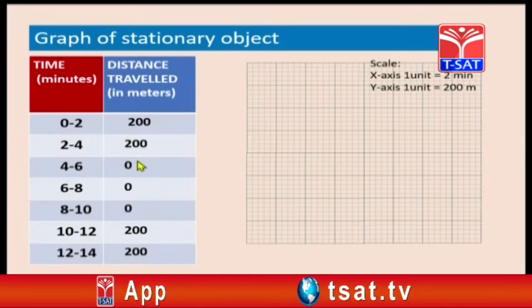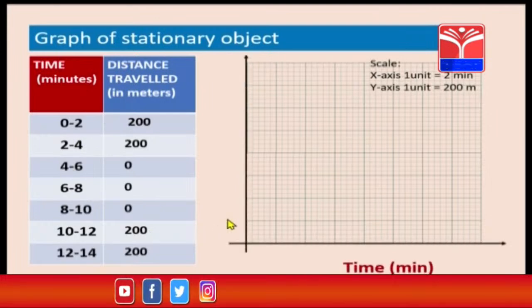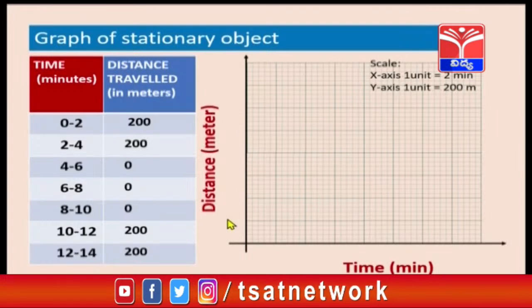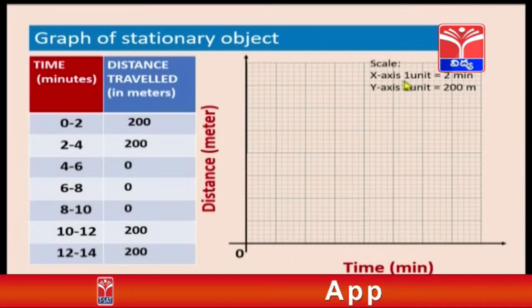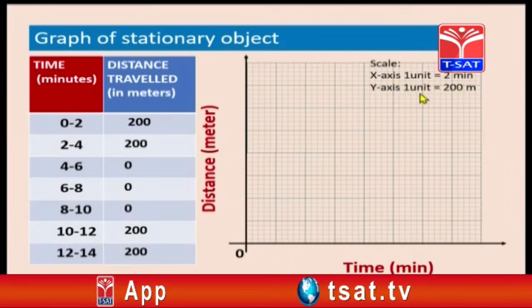So how can we get the graph for this table, for this data, children? Again take the time values on the x-axis and distance values on the y-axis. Here I am taking the scale as, along the x-axis, 1 unit equal to 2 minutes, and along the y-axis, 1 unit equal to 200 meters.